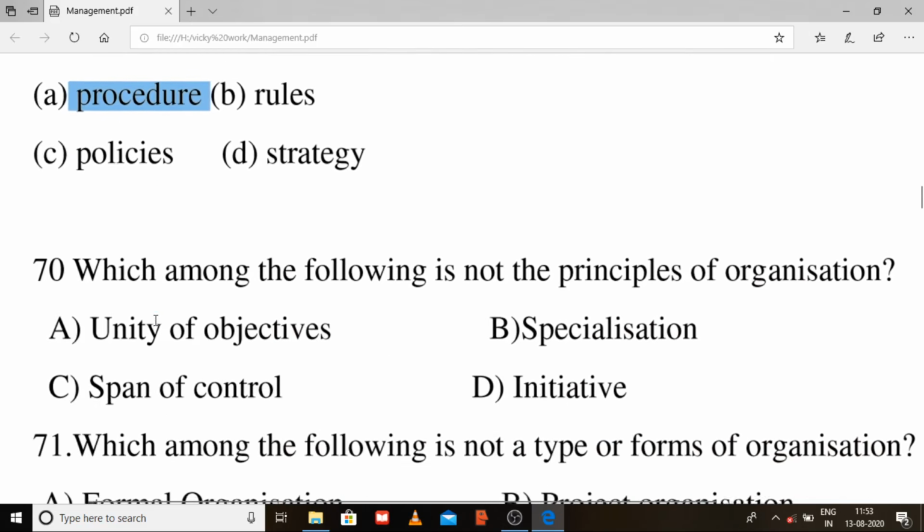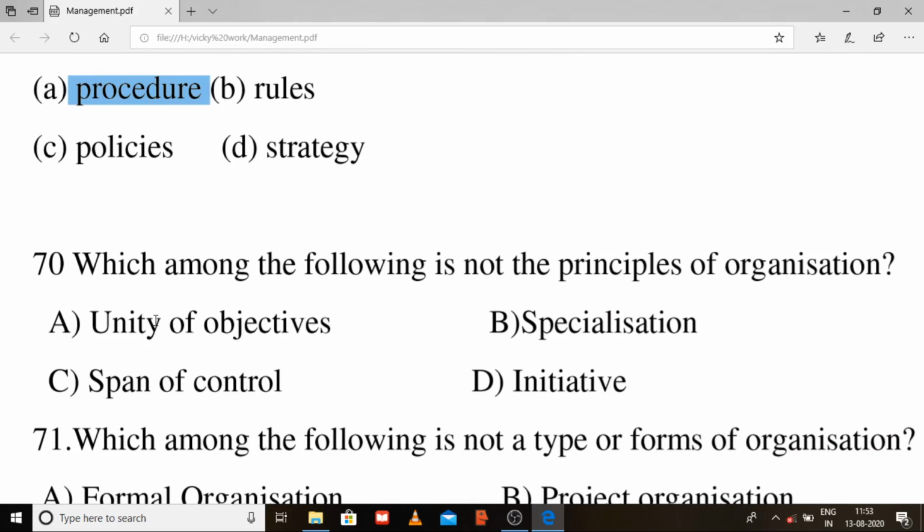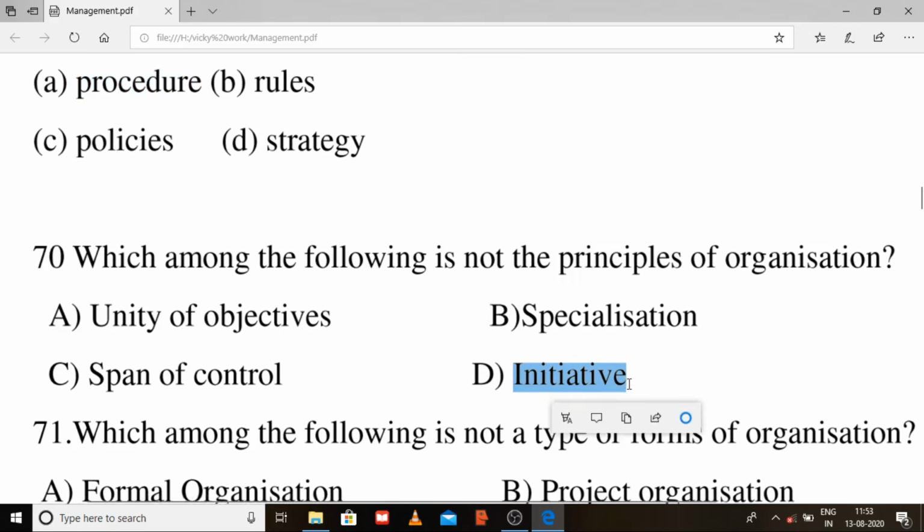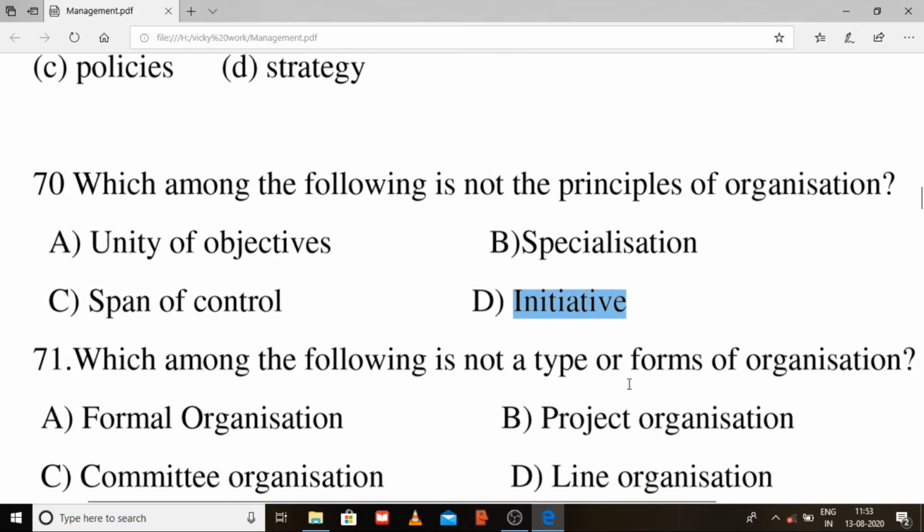70. Which among the following is not the principle of organization? Principle of organization. Initiative is not the principle of organization.